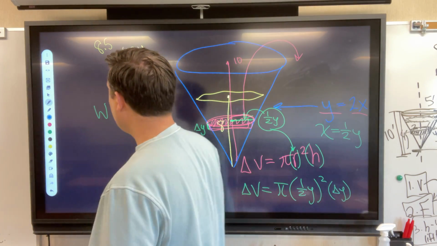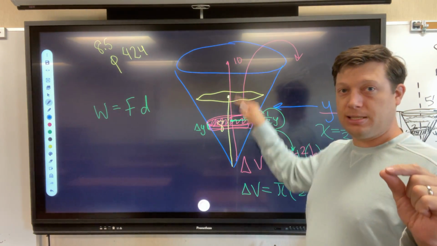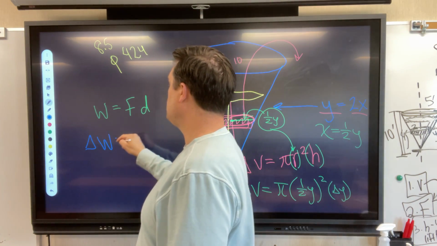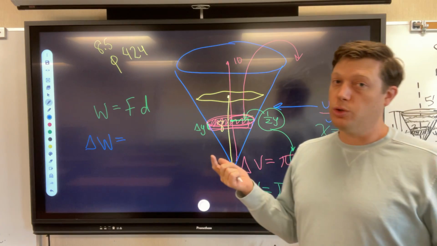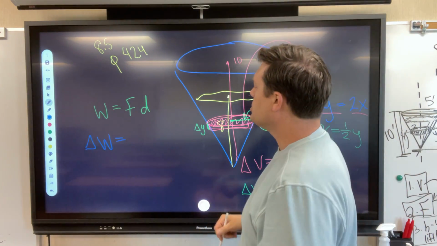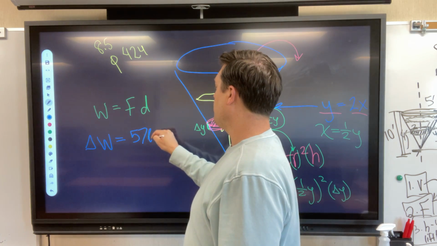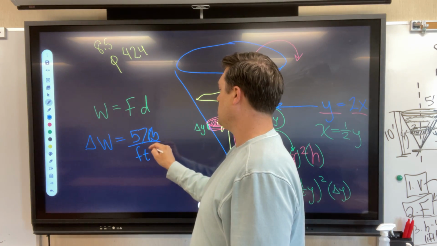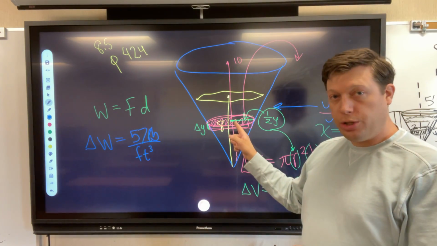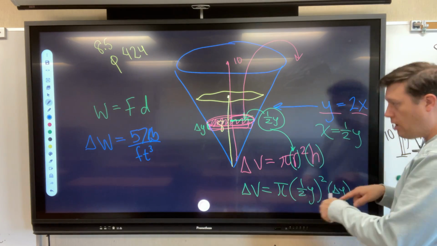What we're going to do is we're going to say, let's calculate just the work to move this slice up and out. So we have our delta W, our changing amount of work. You move to a different y value, you get a different amount of work it takes to move that object up and out. So force is still the 57 pounds per cubic foot. We're going to multiply this amount by the volume at this slice. So the volume at this slice is this calculation.